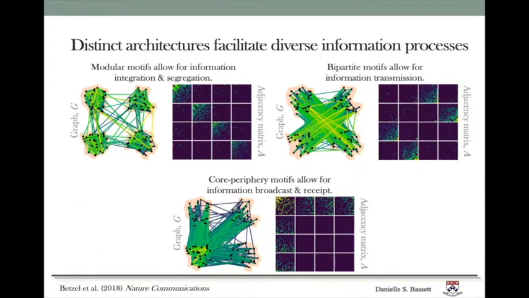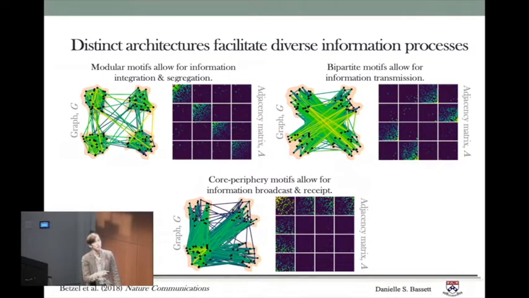But I want to note that even that modular hypothesis, I think, is too simplistic, because I think it's missing a lot of other ways in which information can be processed in a neural system. So the modular structure is really nice for information integration and segregation, but I don't think that's all that neural systems are doing. We might also want to consider whether there are bipartite motifs that would allow for information transmission. So a bipartite motif is where there aren't very strong connections internally within one of these sets, but there are very strong connections between 2 sets. And that allows for one set of units to shuttle information over to another set relatively quickly without a lot of internal processing.